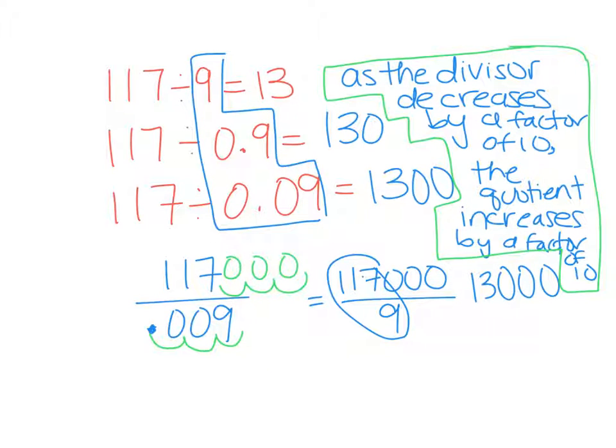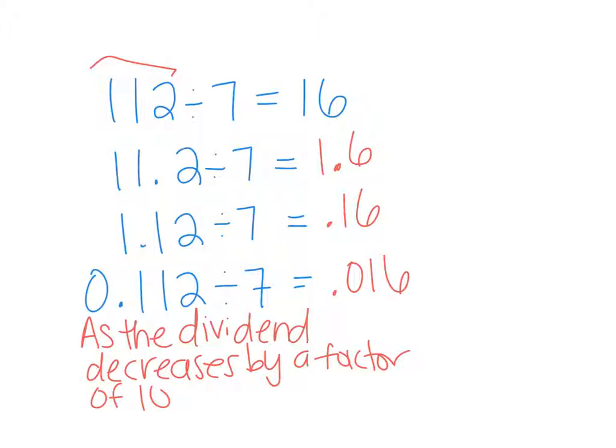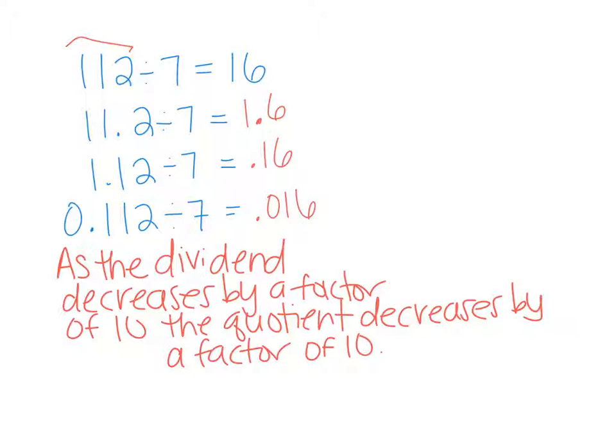Okay, likewise with our previous example, we had a dividend that decreased by a factor of 10. And so when that happens, our quotient decreases by a factor of 10. And this is a really, really helpful pattern for you to notice. What do you think happens if our divisor and dividends increase by a factor of 10? What happens if we do both? You can play around with this, and we'll do that a little bit in class to see some more examples of patterns.